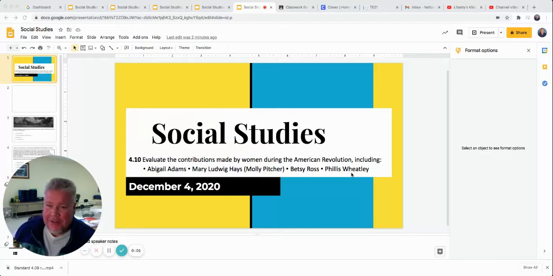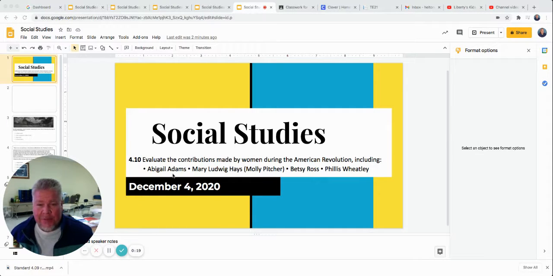And final day of reviewing social studies this week. And so this final standard we're looking at is for you girls. Actually, it's for all of us. But this standard is 4.10, and it talks about the contributions that women made during the Revolutionary War. And there's 4 names associated with this standard.